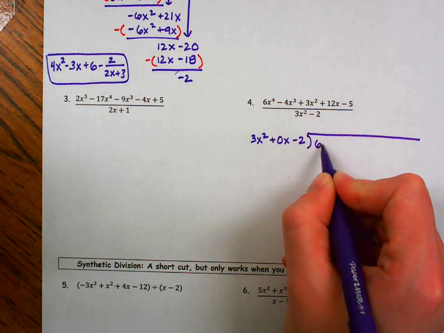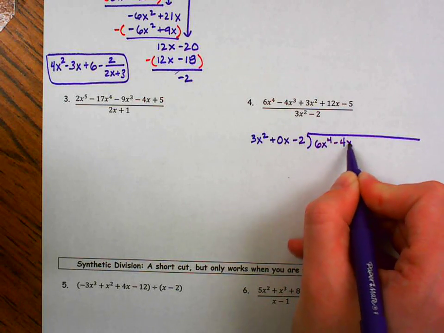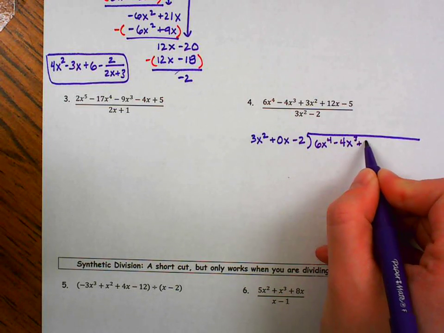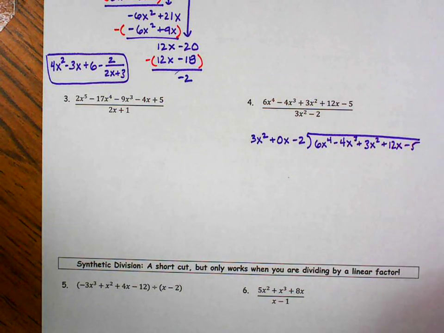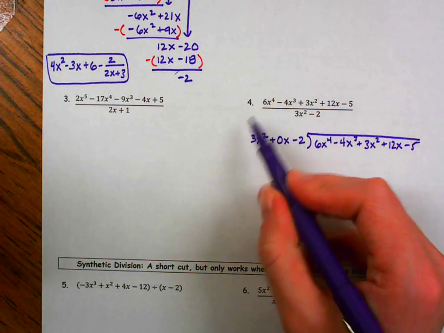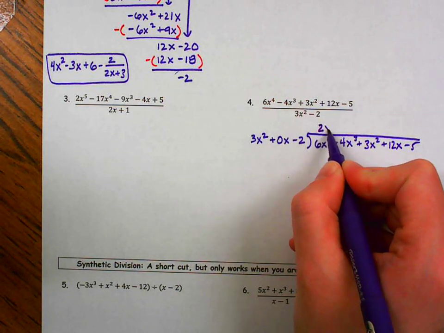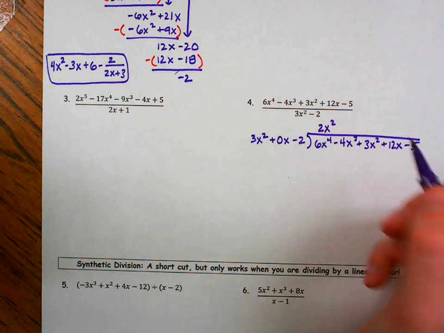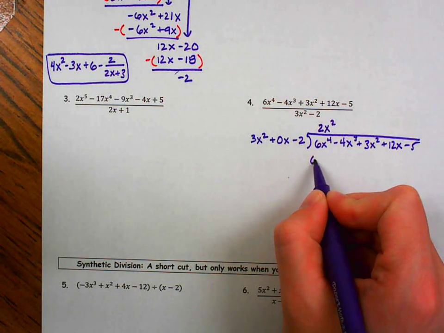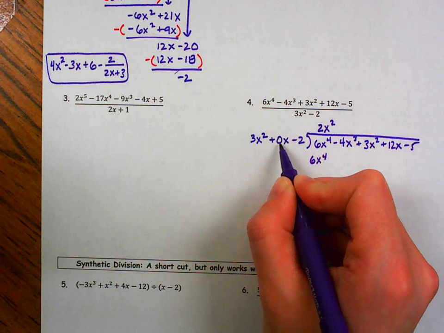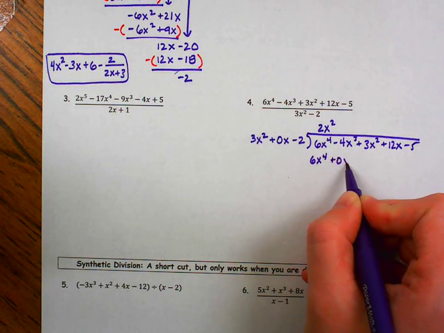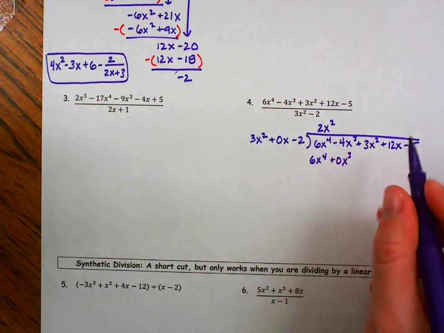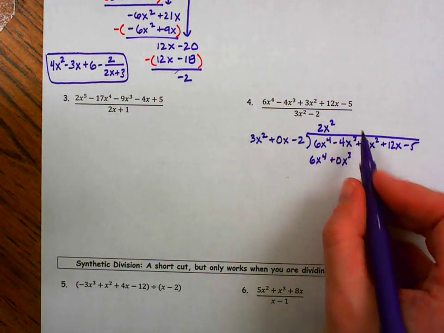And this is going to go into that 6x to the 4th minus 4x cubed plus 3x squared plus 12x minus 5. Got a little slanty there. Okay, same thing. I'm going to take my leading term into my leading term. I'm going to go in 2x squared times. Now I'm going to distribute that. That's going to give me 6x to the 4th times 0, so that's just going to be 0. So you could put a 0 term here if you wanted, or sometimes I just leave that blank if I don't use the placeholder. And then we'll have a minus 4x squared.